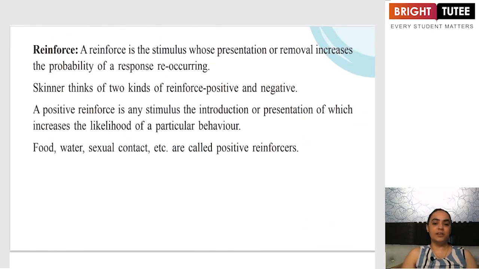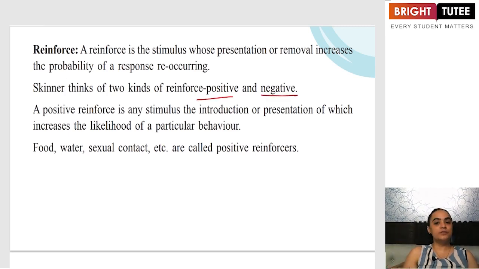Then we have reinforcer. Reinforcer means those stimuli which help in increasing the possibility of getting a good response. Something which is offered so that you can expect to get a better response at the end of it. So that stimulus which is offered to get a good response is the reinforcer. According to Skinner, there are two types of reinforcer, positive as well as negative.